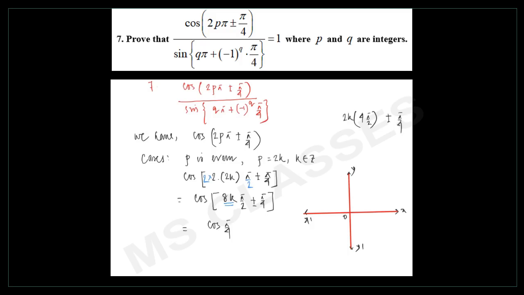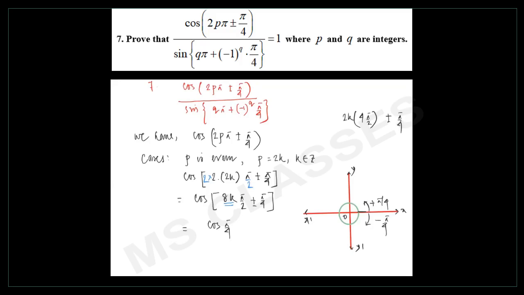Now 4 pi by 2 means what? 4 pi by 2 means, children, a complete circle. Now after that is 2k, so 2k times you are taking this circle. No problem, ultimately you land at this point only, at the initial line. After that, if you take plus pi by 4, you will land in the first quadrant. If you take minus pi by 4, the angle lands in the fourth quadrant.